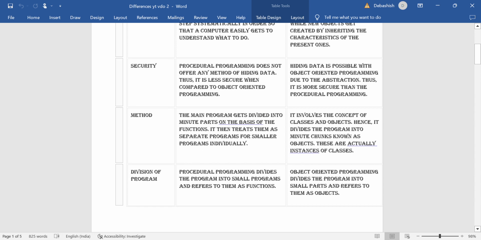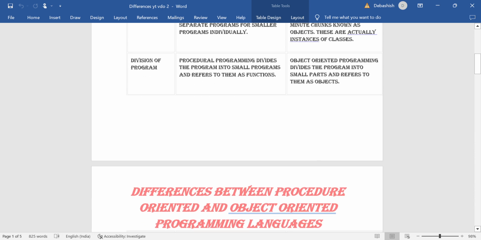The main program gets divided into minute parts on the basis of the functions in procedure-oriented programming language, while object-oriented programming involves the concept of classes and objects. The division of program. Procedural programming divides a program into small programs and refers to them as functions, while object-oriented programming divides the program into small parts and refers to them as objects.